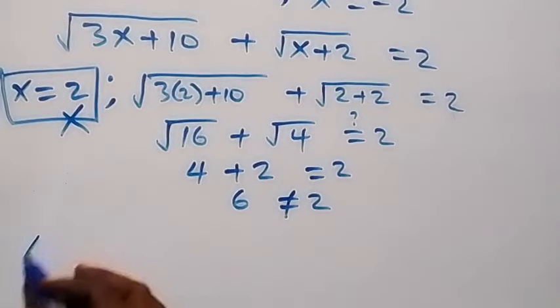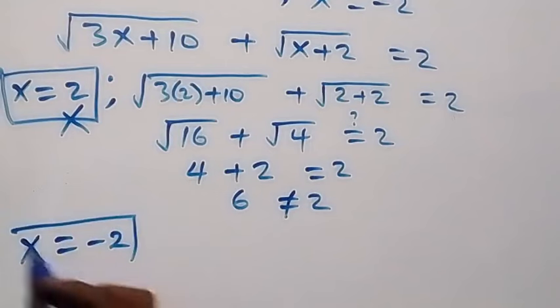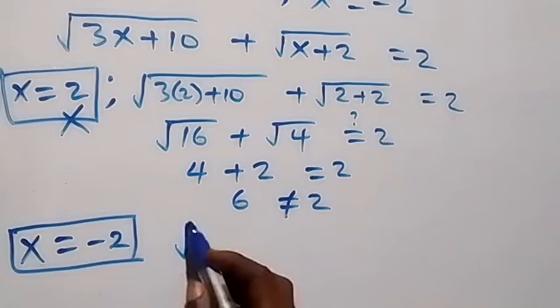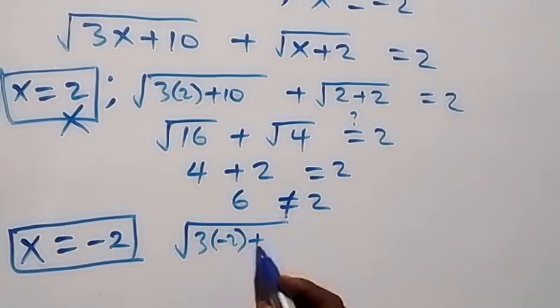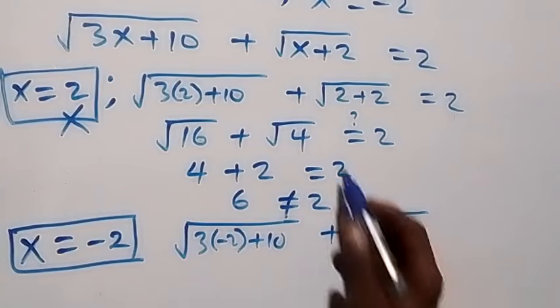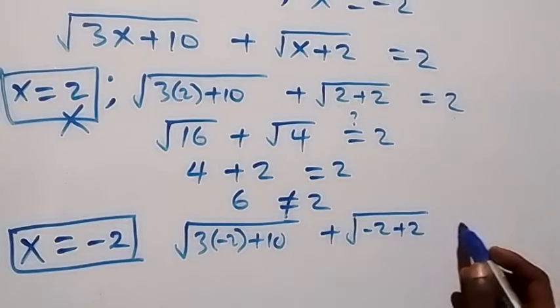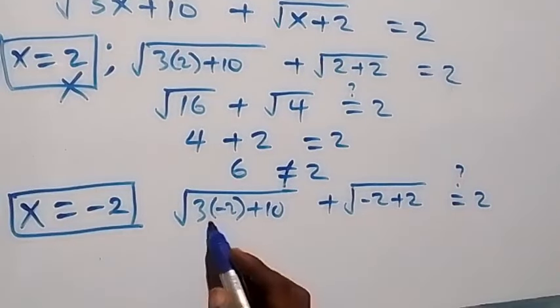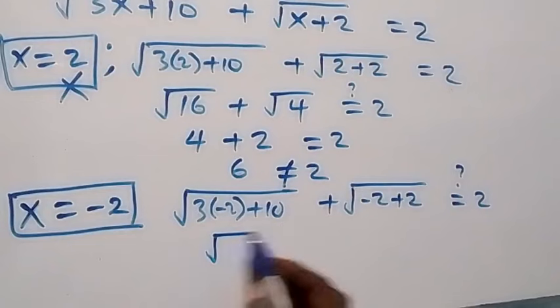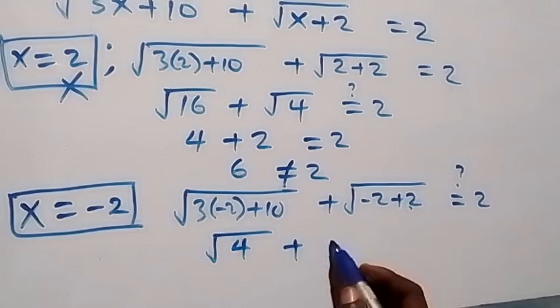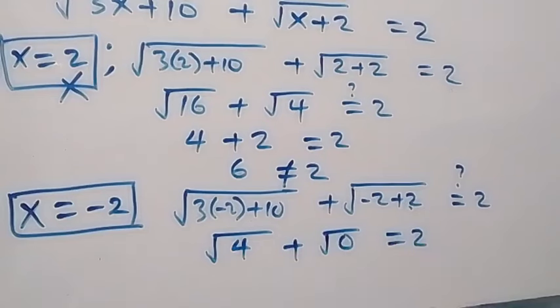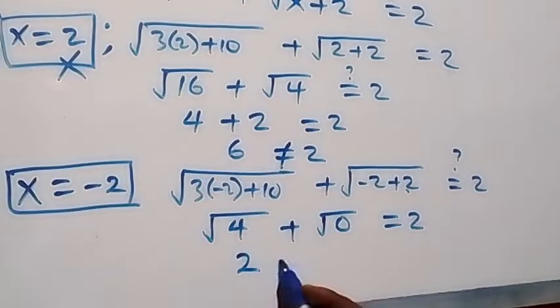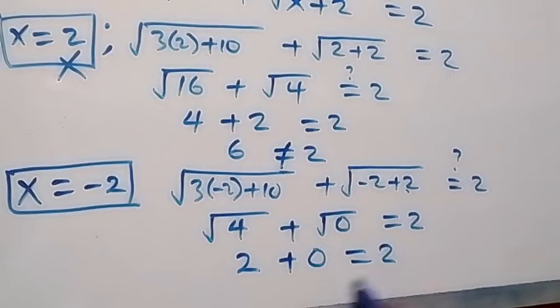Now, let's check for x equals minus 2. From here, this becomes the square root of 3 times minus 2 plus 10, then plus root minus 2 plus 2. Is this equal to 2? 3 times minus 2 is minus 6, then plus 10, that's root 4, then plus minus 2 plus 2, that gives us root 0. Root 4 is 2, plus root 0, that's 0. 2 plus 0 is 2, which equals 2. Now the left hand side equals the right hand side. So x equals minus 2 satisfies the given problem.